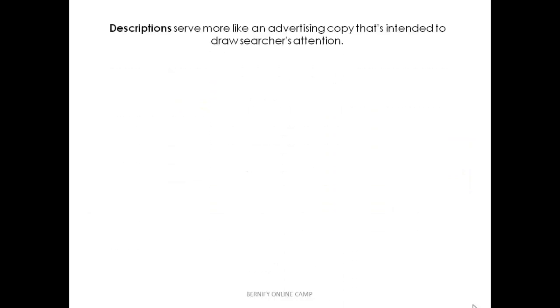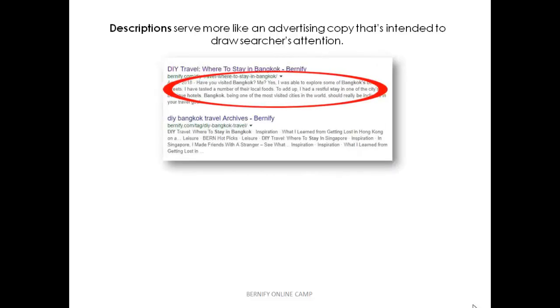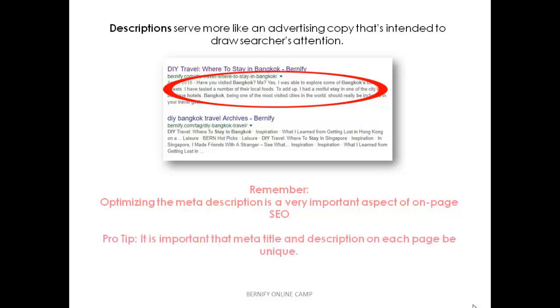And then let's now proceed with description or meta description. Descriptions serve more like an advertising copy that's intended to draw searchers' attention. The meta description is a snippet of up to 320 characters or a tag in HTML that summarizes a page's content. Search engines show the meta description in search results mostly when the search for phrase is contained in the description. Actually, it is extremely important from the CTR perspective. And you have to remember that optimizing the meta description is a very important aspect of an on-page SEO. And another pro tip, it is important that meta title and description on each page be unique, okay?